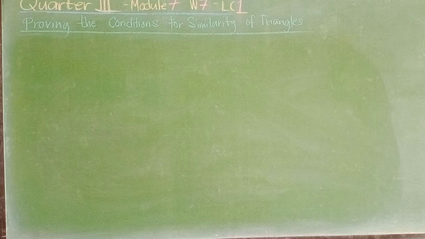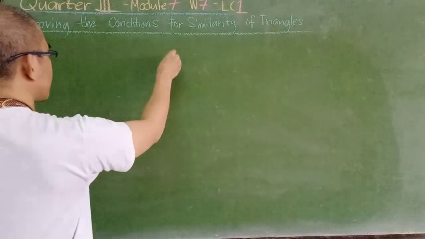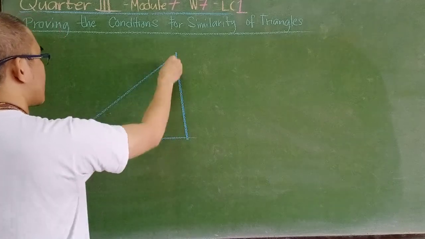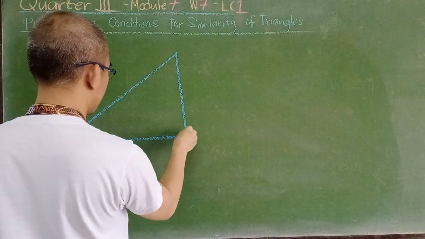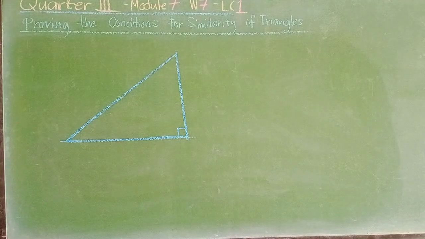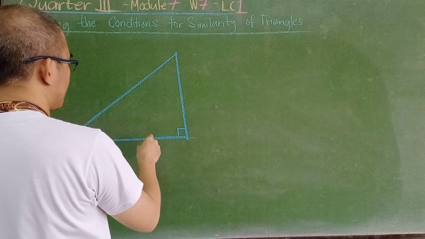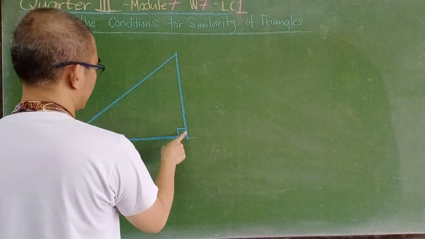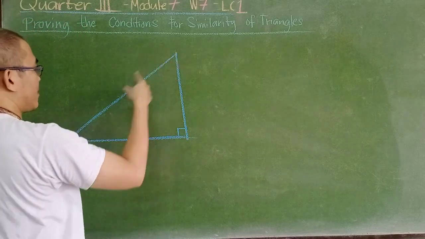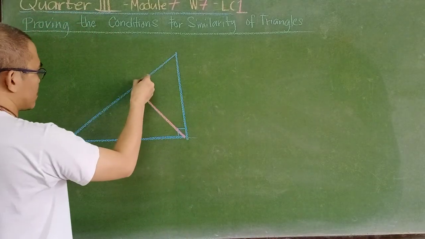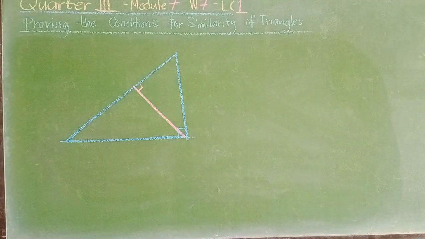So, halimbawa, meron tayong right triangle, and then magdodraw tayo ng altitude from our right angle papunta dito sa may hypotenuse. So this is also a right angle. So makikita natin, meron kang mabubuong tatlong triangle dyan.